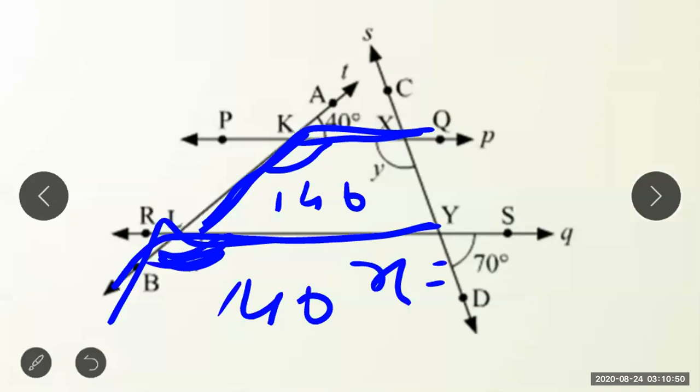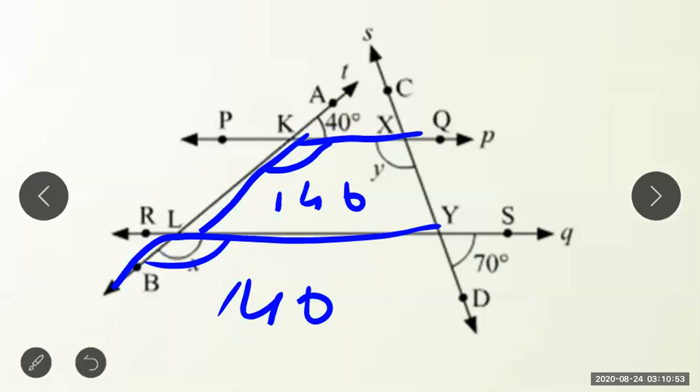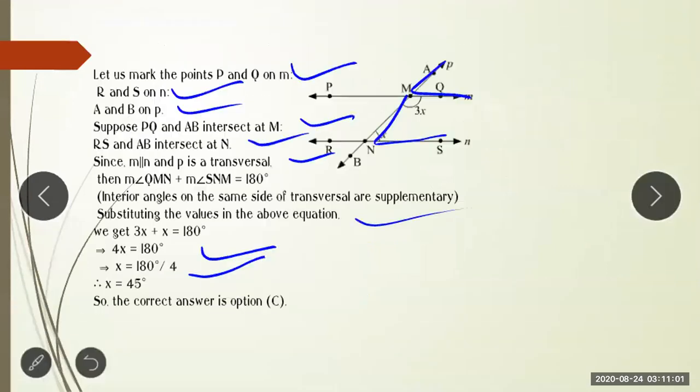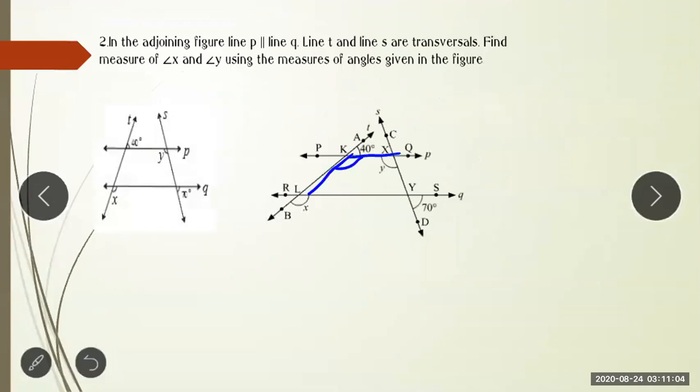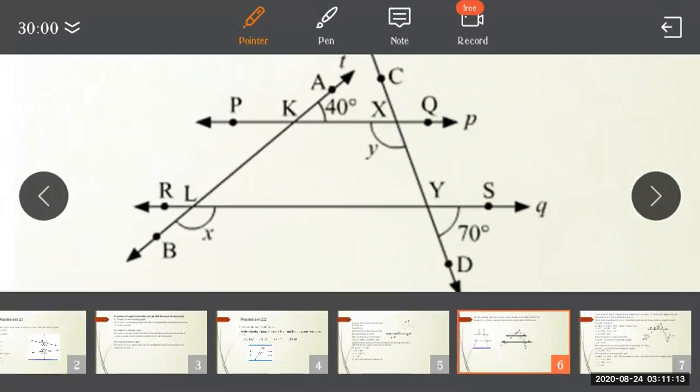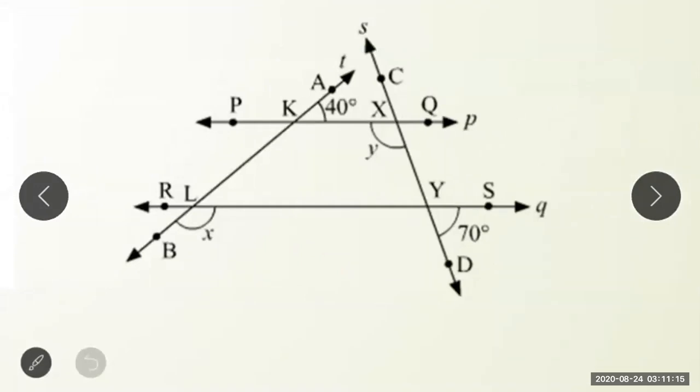Now next we will take another thing. Next we will take RS and CD. RS and CD are two straight lines, and they intersect at Y.